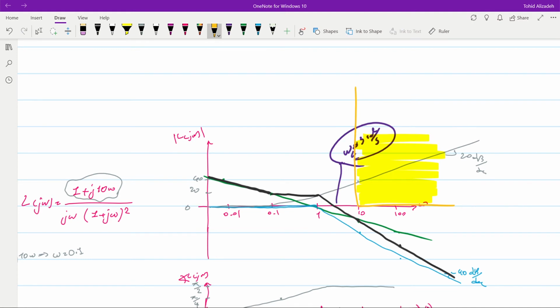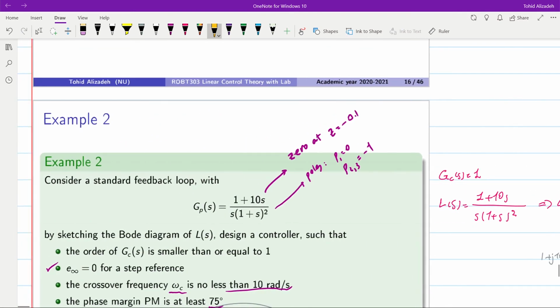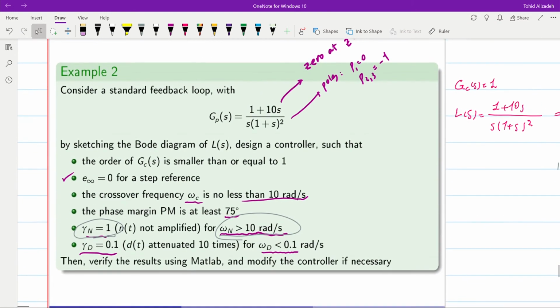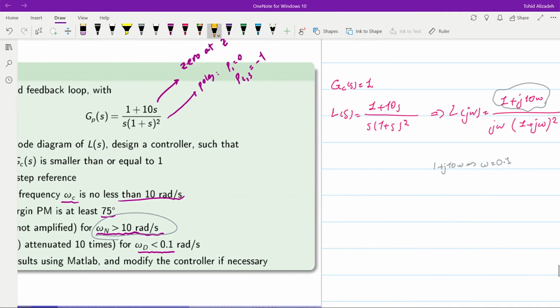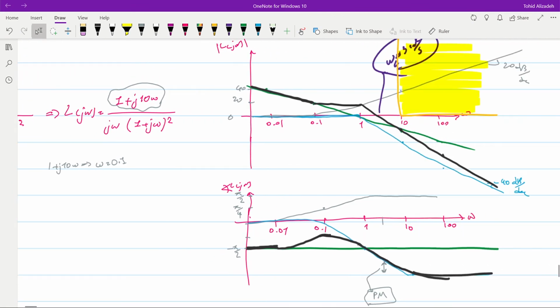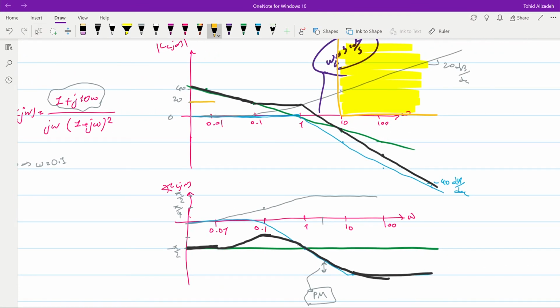For the disturbance, we need to have the amplitude of L of j omega being smaller than 20 decibels for the range of frequencies smaller than 0.1. So for this range of frequencies, we need to have the amplitude bigger than that. You can see that currently those two requirements are satisfied. The requirement in terms of the omega c is not satisfied because we need to have it at least equal to 10.